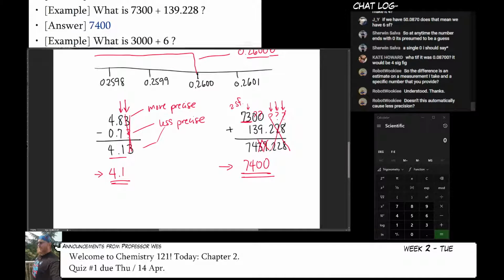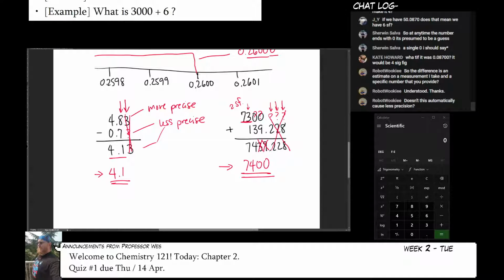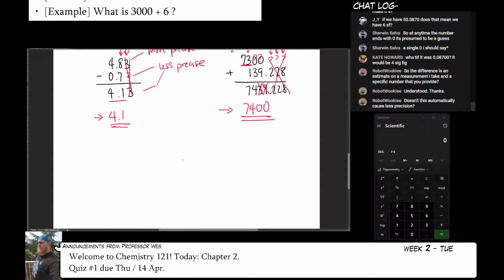In fact, here's the example that everybody hates. If I add these two numbers together, what happens? Let's find out. First of all, we'll do the addition as normal. But then 3,000 only has one significant figure. So these are all question marks because they're placeholders. So I don't get to keep any of these digits. I would then round to this spot. So in this class, 3,000 plus 6 is 3,000.